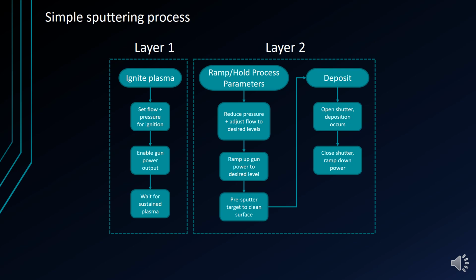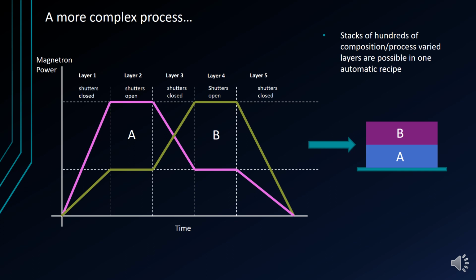While there's a very large number of possible processes you could come up with using these tools, this example shows a very different capability from our existing evaporators, which I think is important to introduce, and that is the ability to create concentration mixtures and gradients in thin films. This process shows 5 layers. The pink and green trends display the power of 2 separate sputter guns. Let's say that each gun is sputtering a different material.